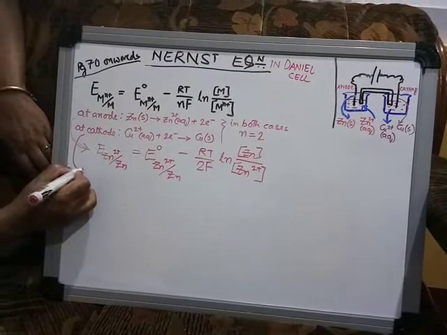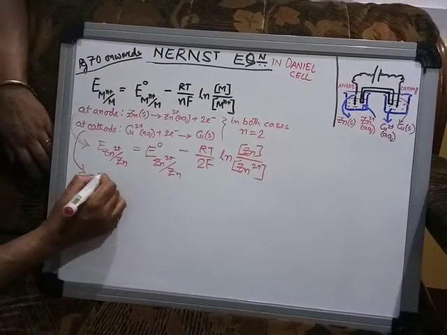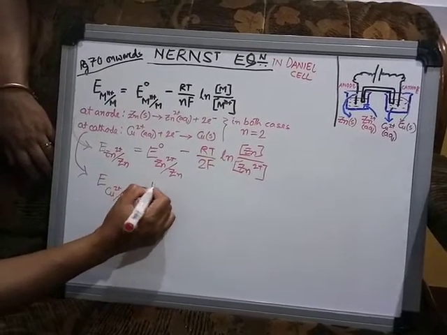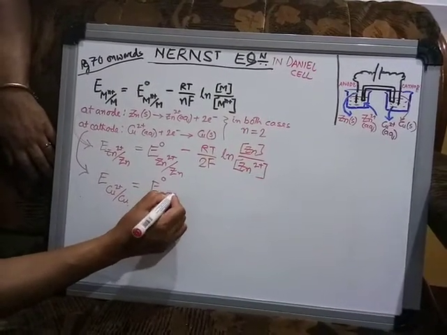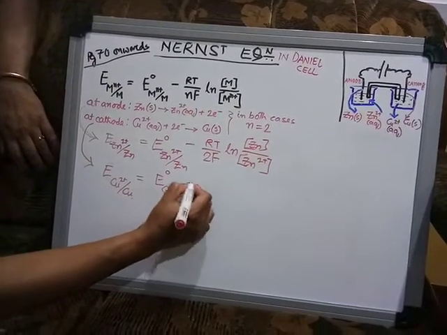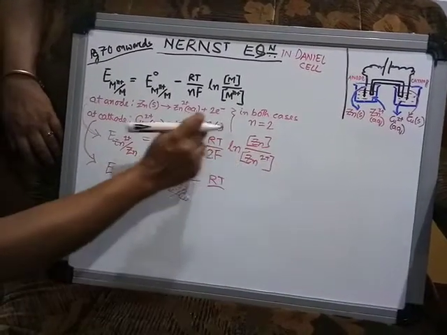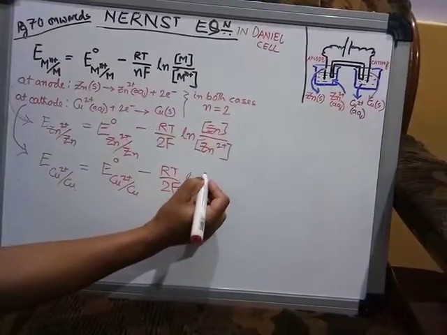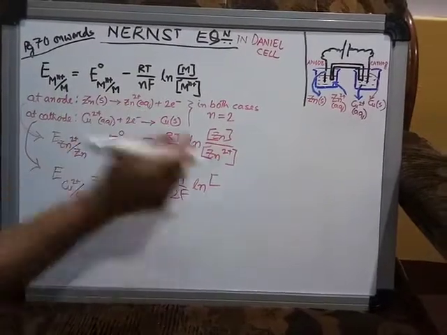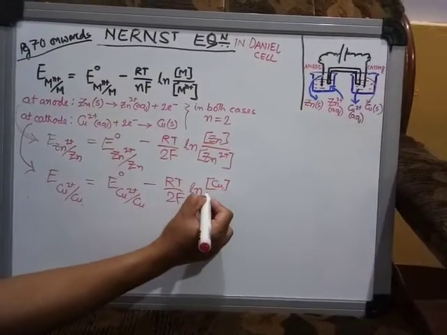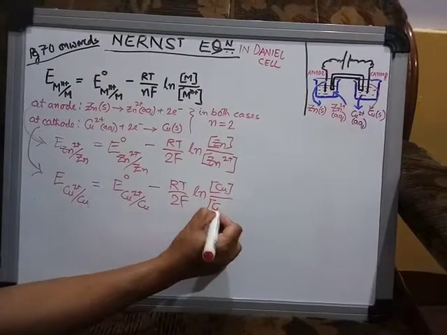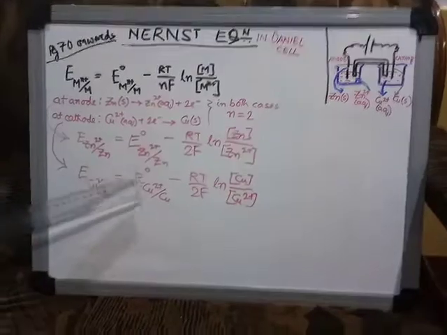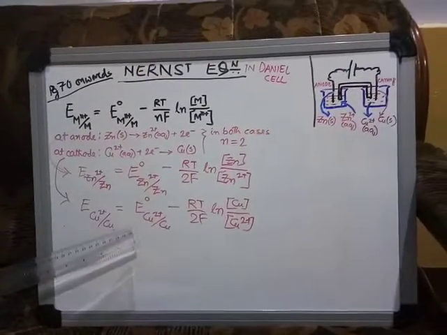And if we are to write for the cathode, E Cu2+/Cu will be equal to E0 Cu2+/Cu minus RT. In this case also there are 2 electrons, so we will write 2F ln, and what is our solid in this case? Copper. So we will write copper, and down we will write Cu2+. So this is how the Nernst equation looks for the anode and for the cathode.